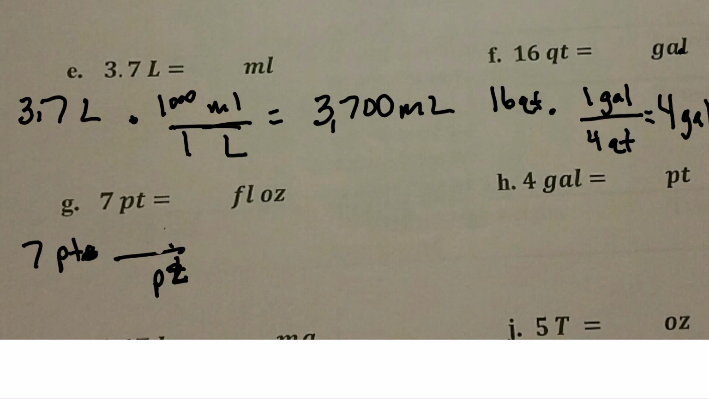So my pints are going to go into cups. So 1 cup, or 2 cups, is equal to 1 pint. Now I'm going to turn my cups into fluid ounces. So 1 cup is 8 fluid ounces. So I'm going to multiply by 2 cups. The cups will cancel. I end up with 7 times 2 is 14 times 8. It is 112 fluid ounces.